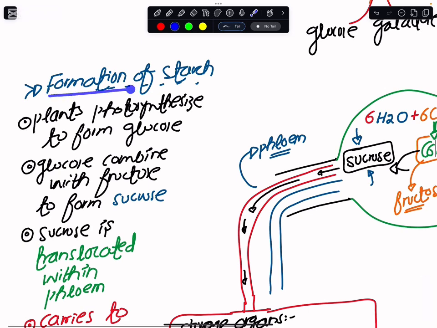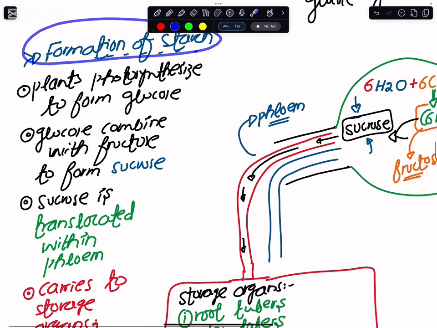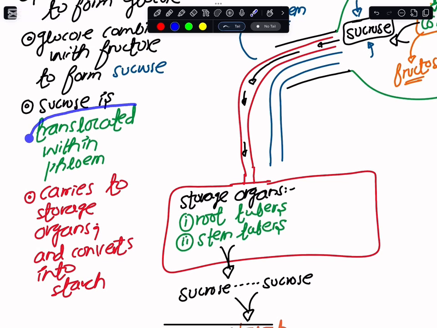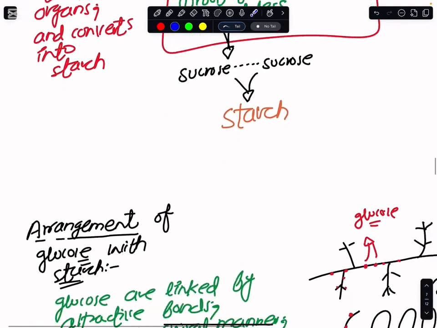So by the mechanism of how the starch is formed, I would cause the plant to photosynthesize and allow it to make the glucose. The glucose would combine with the fructose and we would end up making the sucrose. This sucrose would then be loaded or translocated within the phloem vessels. These phloem vessels would carry it to the storage organs, and over there we would convert it into the starch. So this is how we have ended up making the starch.